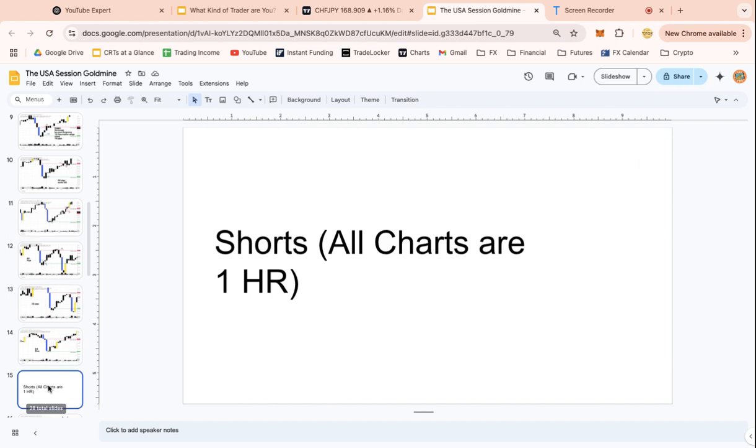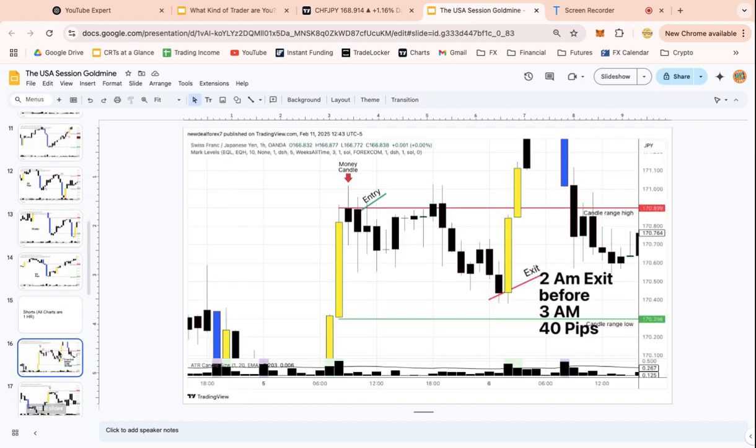It really doesn't. So let's take a look at some short examples now. We have 8 o'clock, our ATR candle. 9 o'clock gave our money candle, and then entry right there. This one did come back a little bit before exiting.